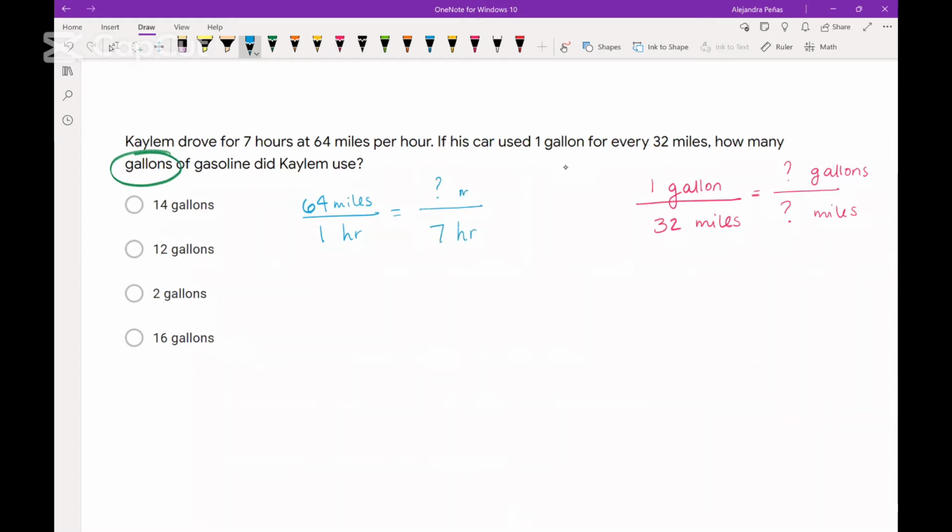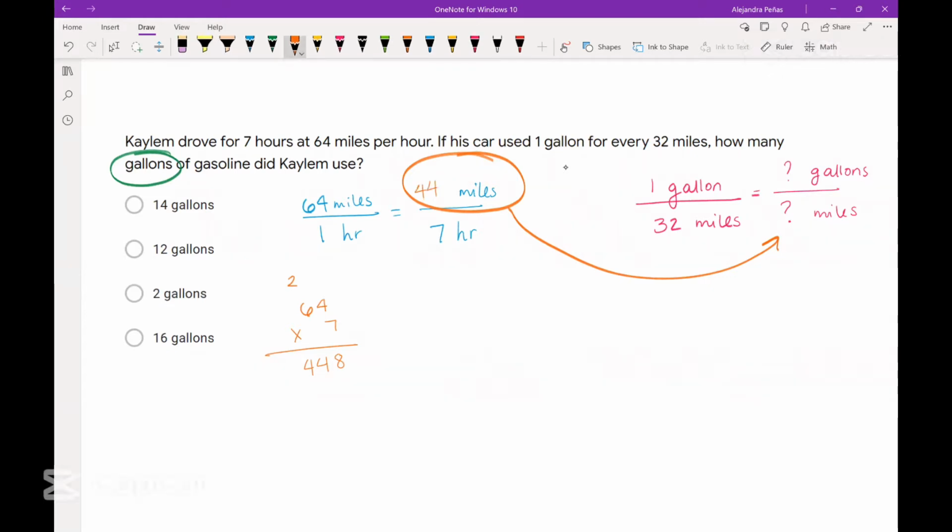So first, we're going to figure out the miles. That value will then go over here. So 64 times 7. That's going to be 28. 6 times 7 is 42, plus 2 is going to be 44. So it's going to be 448 miles in total. And that value is now going to go over here.